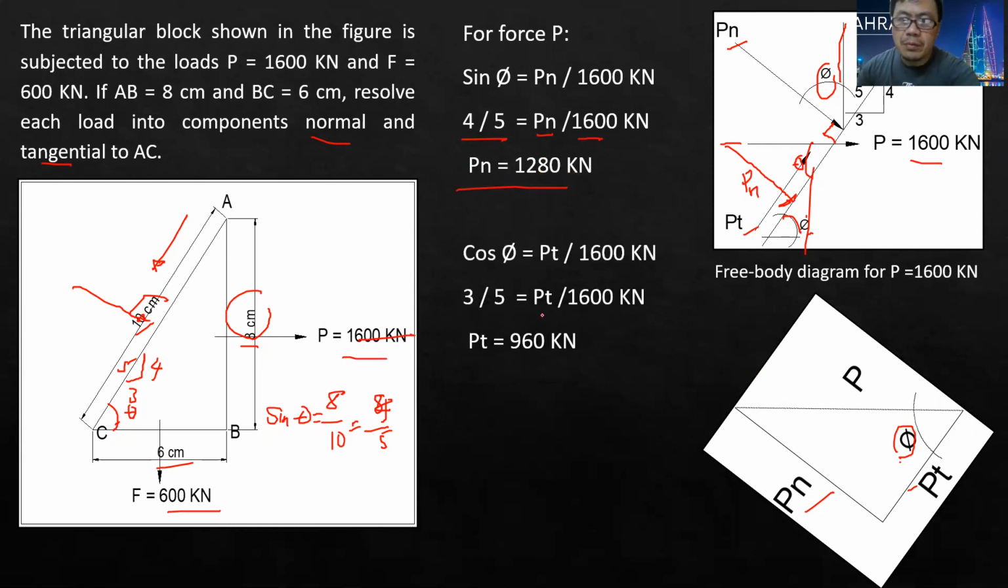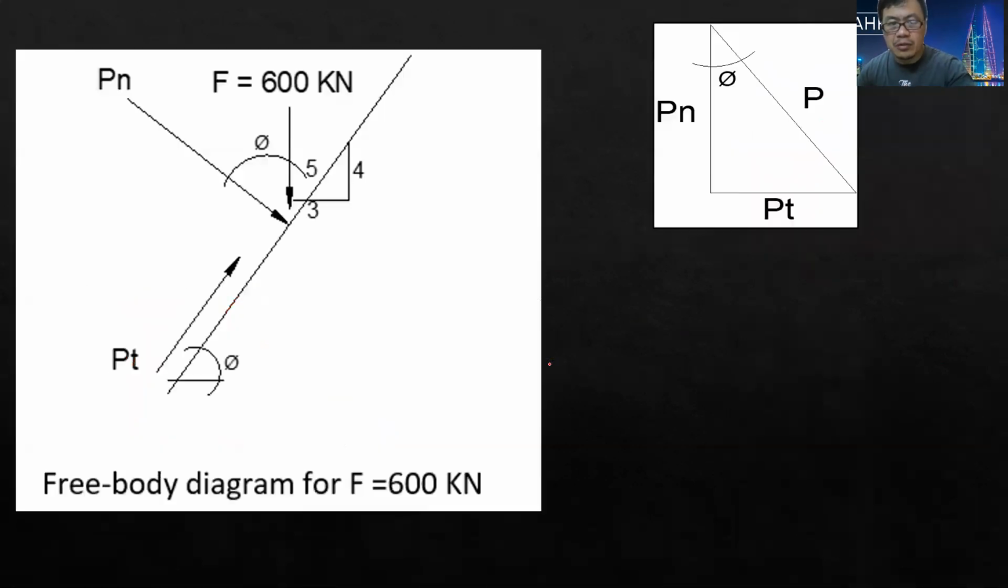Similarly, for Pt, you have cosine theta equal to Pt over P. Cosine is the adjacent, so you have Pt over 1,600. Cosine theta from here is just 6 over 10, or 3 over 5. Your cosine theta is Pt over P. Then your Pt is equal to 916 kilonewton.